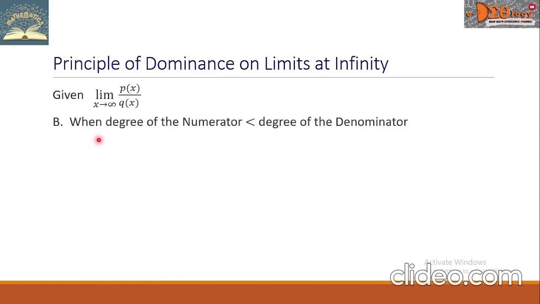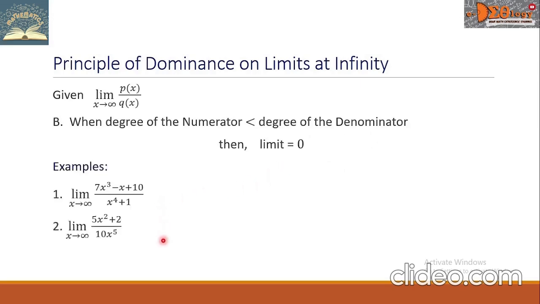We have case 2, when degree of the numerator is less than degree of the denominator. In this case, the limit equals 0. We have here 2 examples. Example 1, the limit of 7x cubed minus x plus 10 all over x raised to 4 plus 1 as x approaches infinity. In the numerator, the degree is 3.